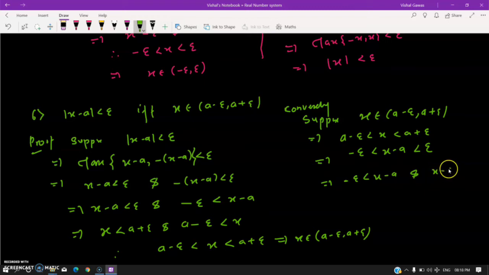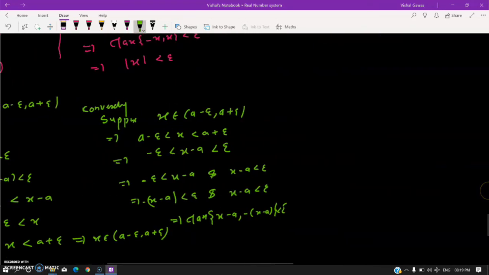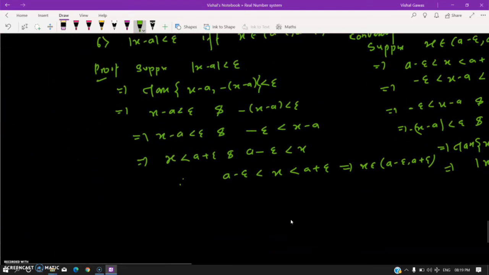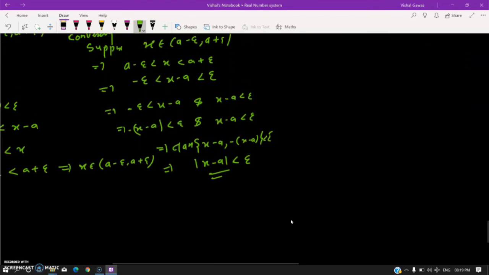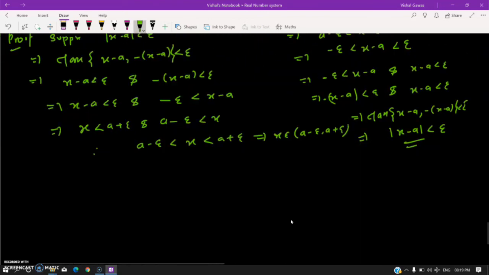This means that minus epsilon is less than x minus a and x minus a is less than epsilon. Negative of x minus a is less than epsilon and x minus a is also less than epsilon. This means that the maximum of x minus a and negative of x minus a are both less than epsilon, right? Just the way we have done the previous one. This means that modulus of x minus a, because this is nothing but modulus of x minus a, would be less than epsilon. Hence the proof, right? So as I said, it's just too mechanical. You've got to just go about the proof. These proofs just follow from one another.